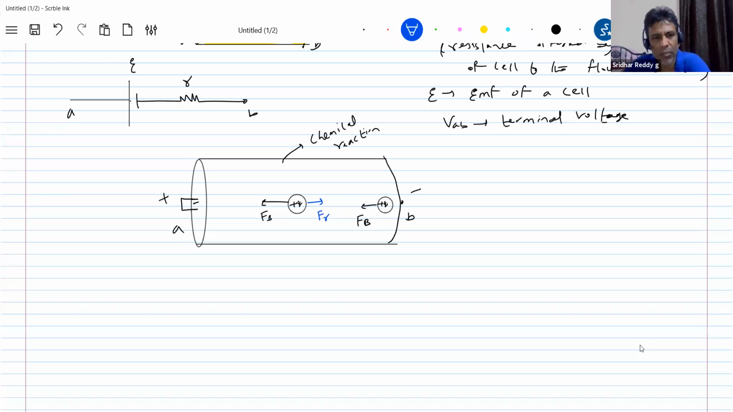So because of this, a positive potential is developed at the end A, and a negative potential is developed here. Meanwhile, how long will this flow of charge occur? Continuously, positive charge is set up here and negative charge is set up here. How long will this flow of charge occur? As long as the battery force is greater than the resistive force.